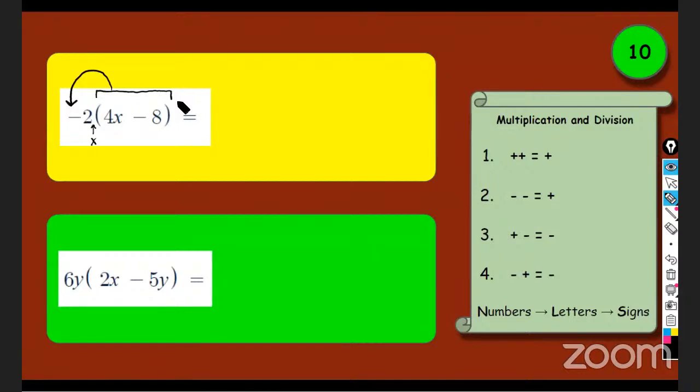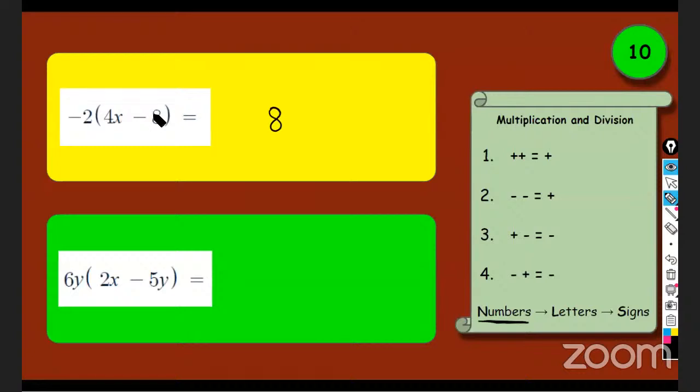If you have a million items inside that bracket, all of them will get multiplied by the item outside. Everybody gets equal treatment. So let's start off. It's still a multiplication question, so we're going to do what first? The numbers, right? Pay attention here. It's still the same rules. We're going to multiply 2 by 4. Multiply 2 by 4, you're going to get what?